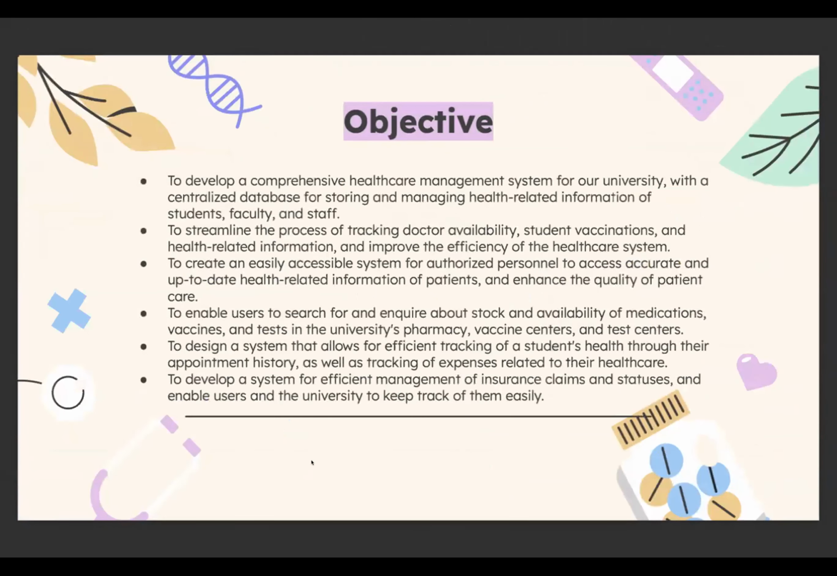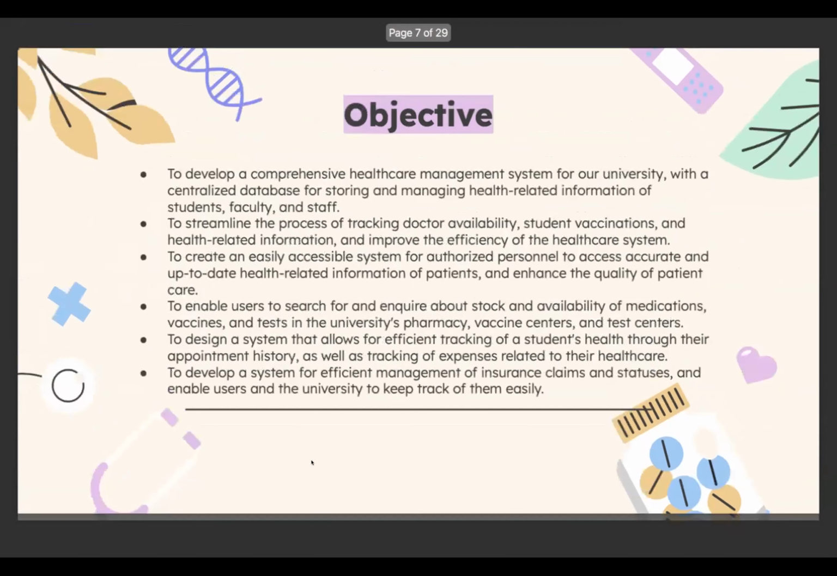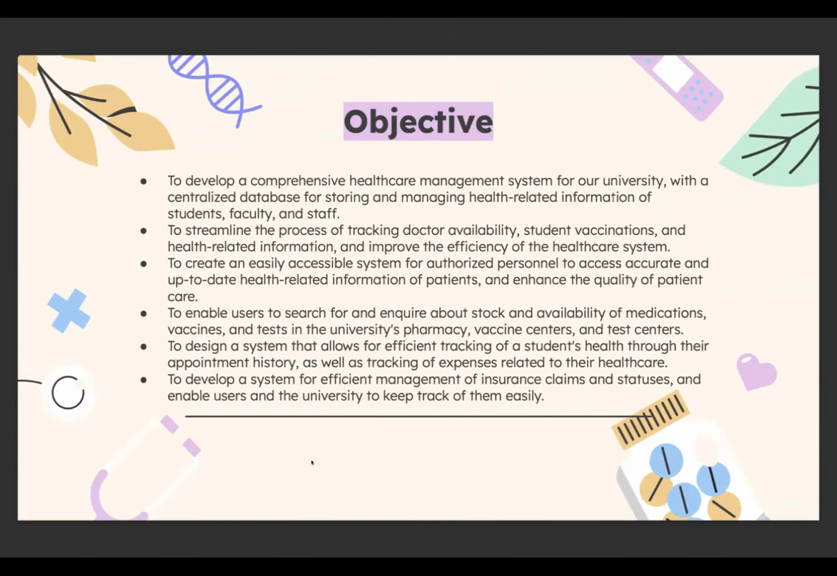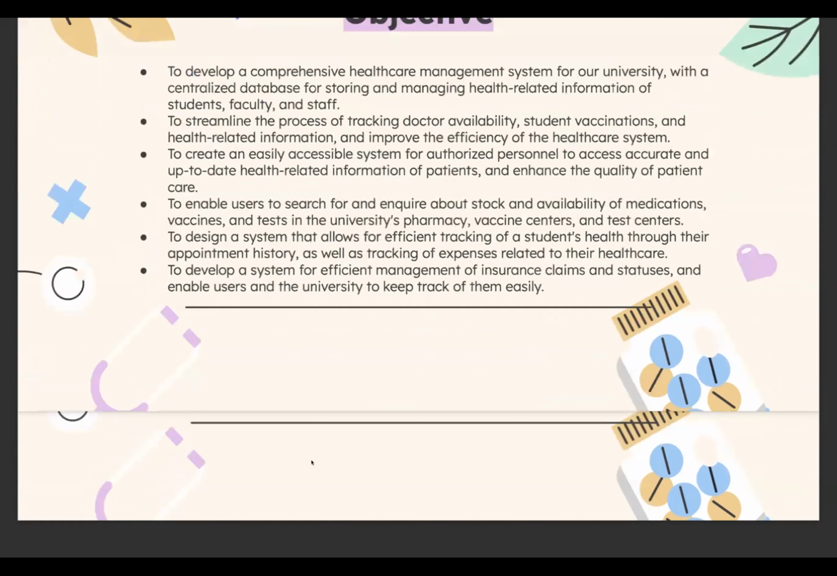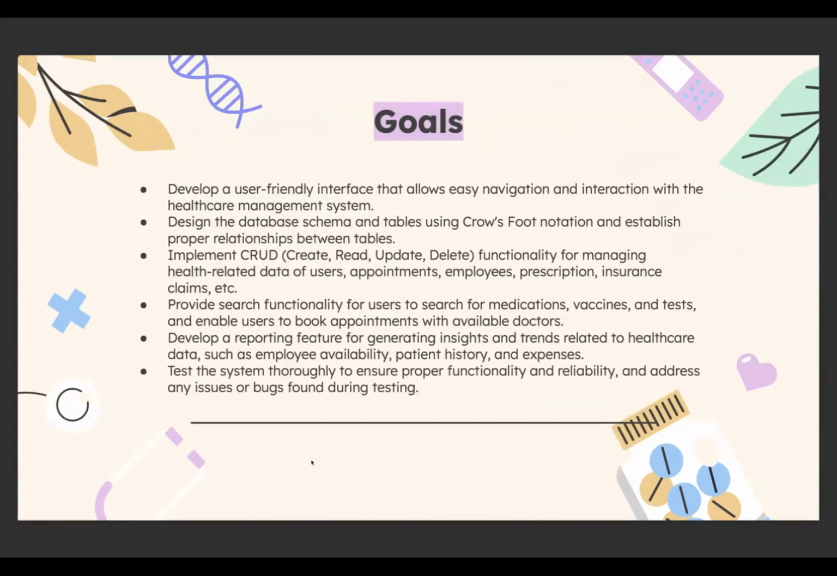The objectives of the project are to develop a healthcare management system for the university with a centralized database to store health-related information of students, faculty, and staff, streamline tracking of doctor availability, vaccinations, and health-related info, and improve patient care with easy access to accurate data. We want to allow users to search and inquire about medication, vaccines, and tests, track appointment history and expenses, and manage insurance claims efficiently. Next, my teammate Kiruba will be talking about the goals of the project.